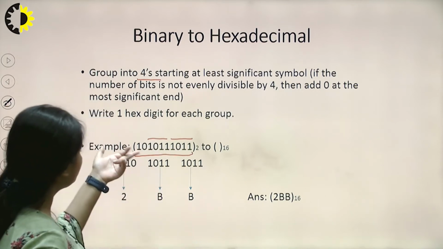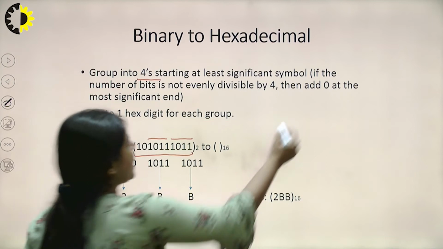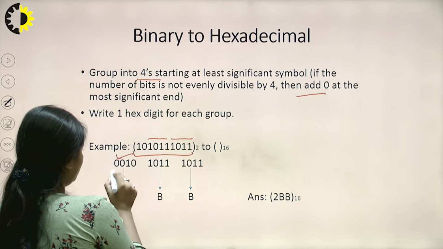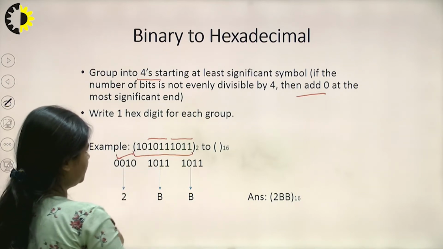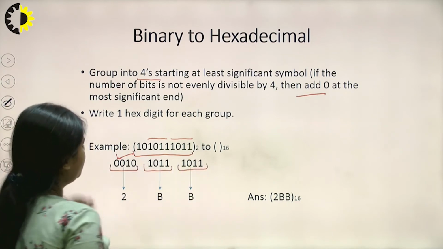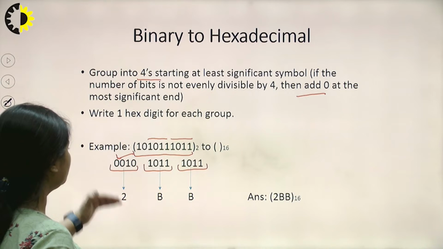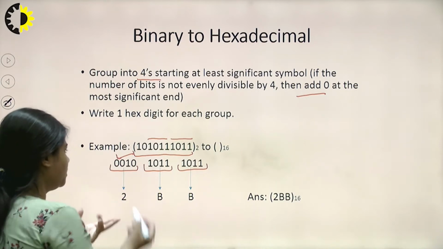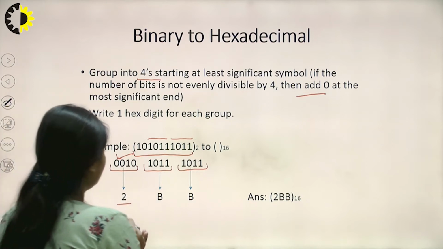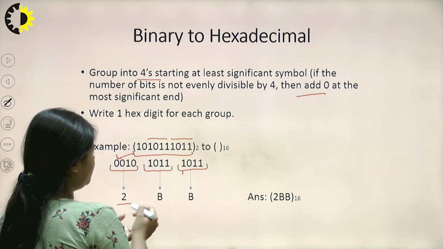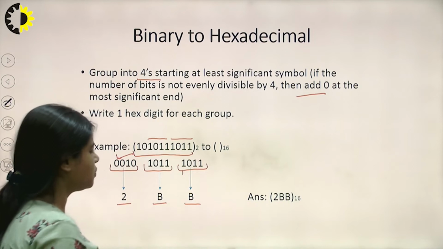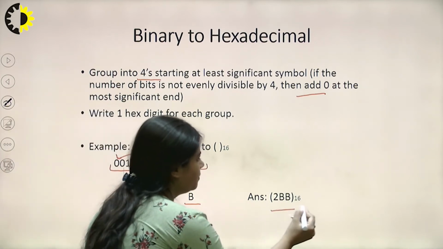Now again, we have only 10 left. So what will we do? We will just add 0s at the most significant end. So we will add 00 over here, and now we have this number divided into 4-bit parts. We write the hexadecimal equivalent for each combination. So 0010 in hexadecimal is 2, and 1011 in hexadecimal is B. So our main output is 2BB base 16.